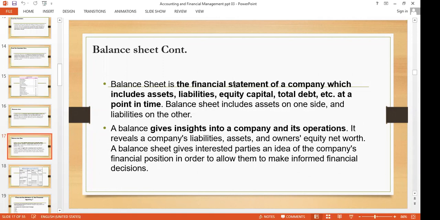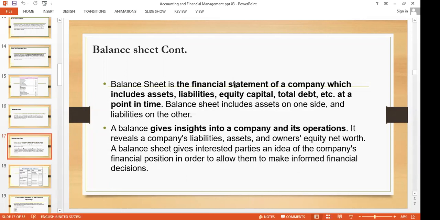Balance sheet is the financial statement of a company which includes assets, liabilities, equity capital, total debt, etc. at a point in time. These are prepared for a given time period. Again, balance sheet is the financial statement of a company which includes assets, liabilities, equity capital, total debt, etc. at a point in time.